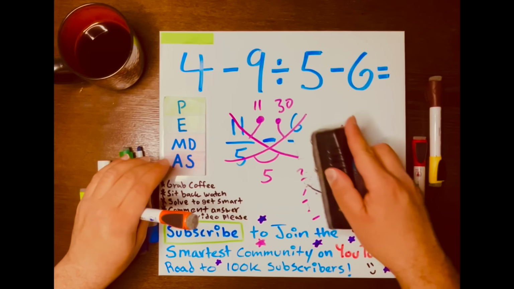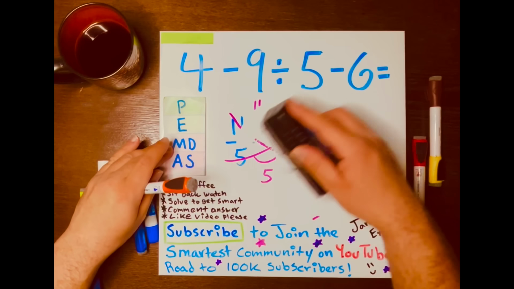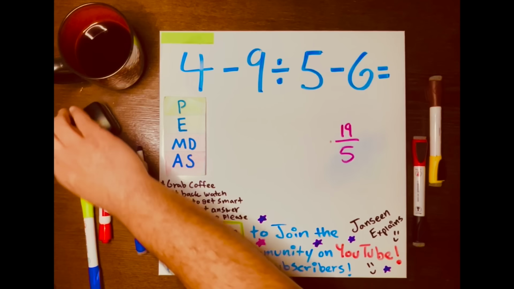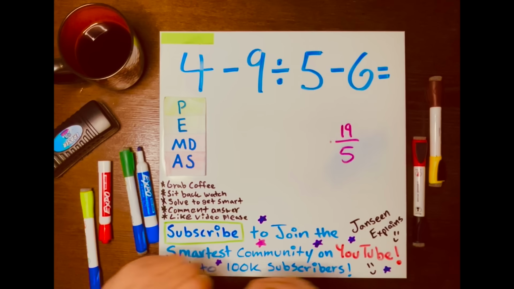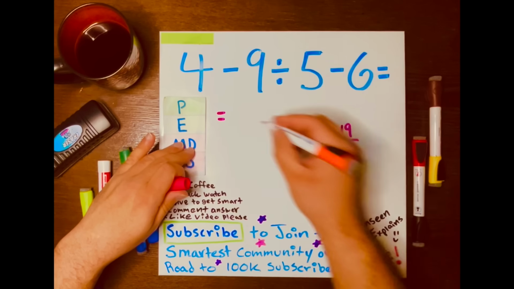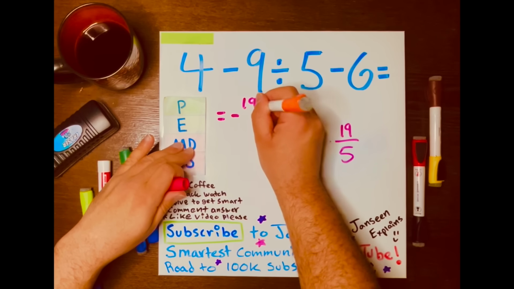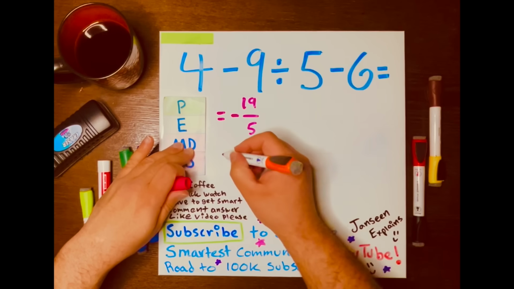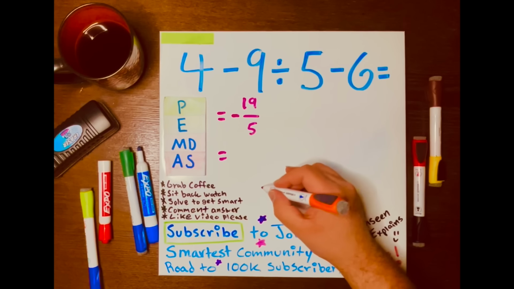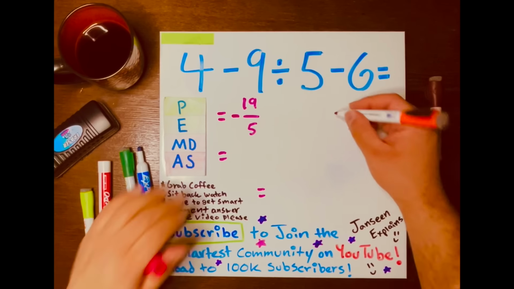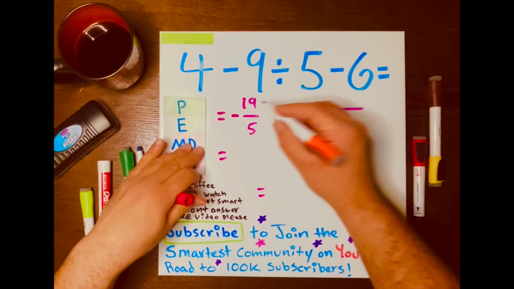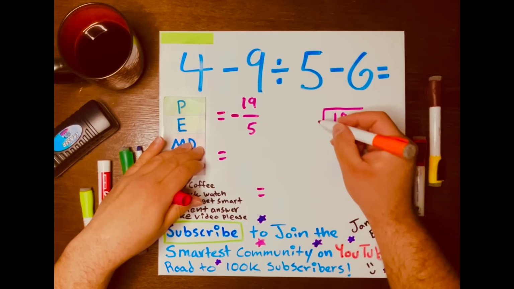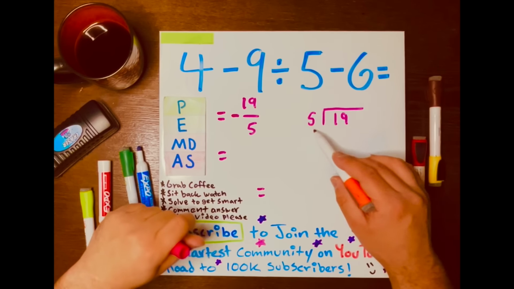Let me go ahead and erase all this, so then we have space to use long division and get our mixed number answer and our decimal answer. So let me go ahead and write this over here. So negative 19 over 5, and we're going to write our mixed number answer here and then our decimal answer here using long division. So the 19 goes inside the long division symbol. This is called the dividend. And the 5 goes outside the long division symbol. This is called the divisor.